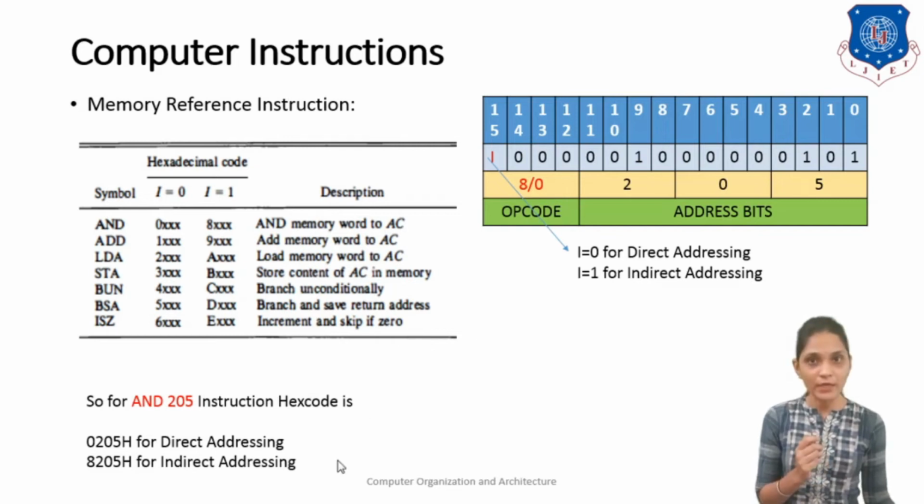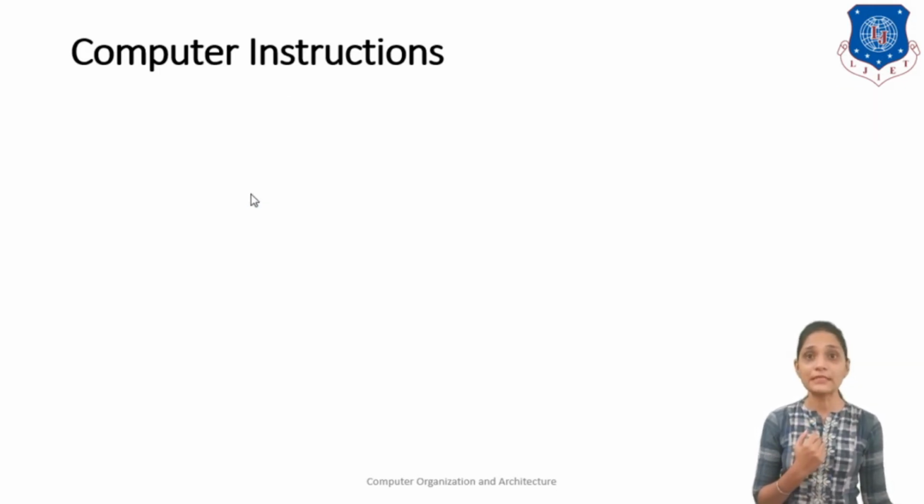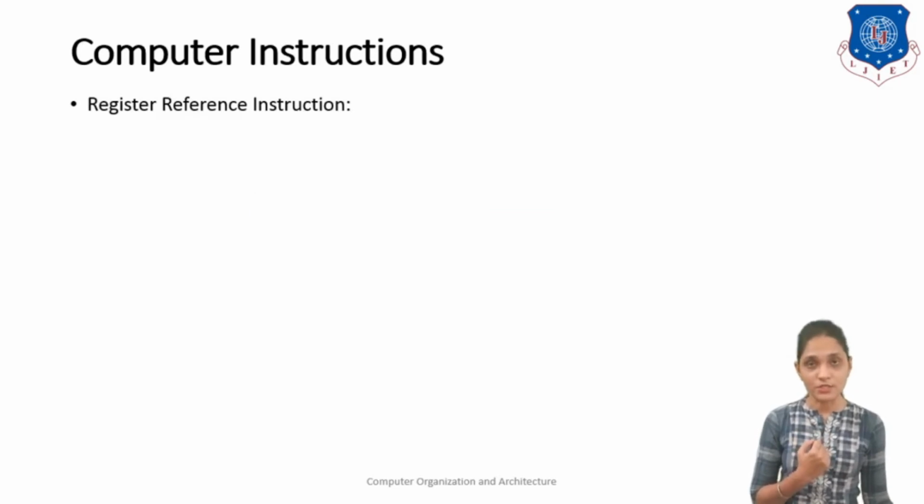your operand. Okay, so for this instruction, the memory content of location 205 is ANDed with the accumulator and the result is stored into the accumulator. This way you can use any of your memory reference instructions. Next we will see the register reference instructions.